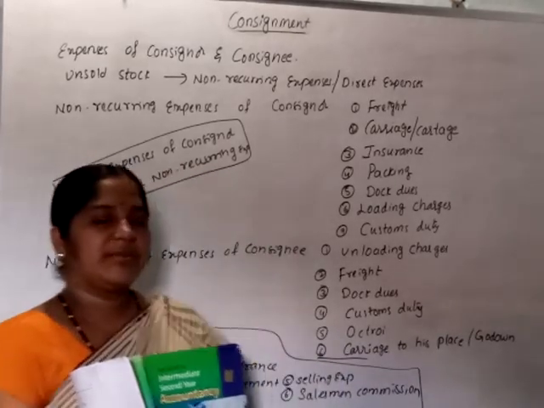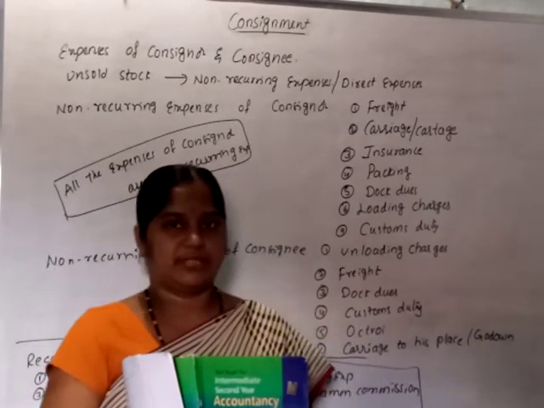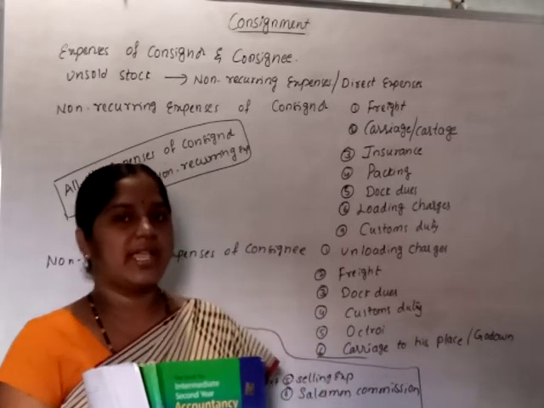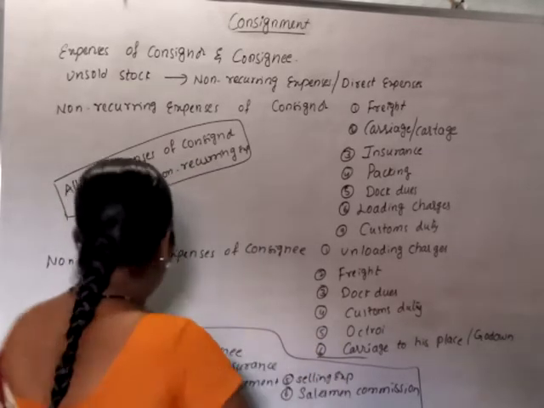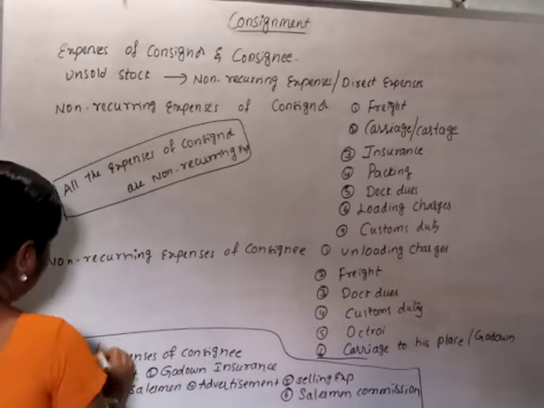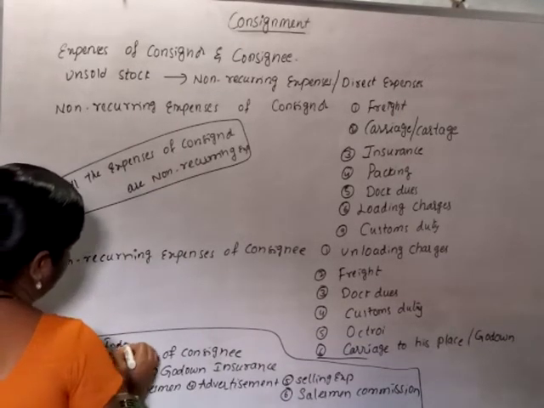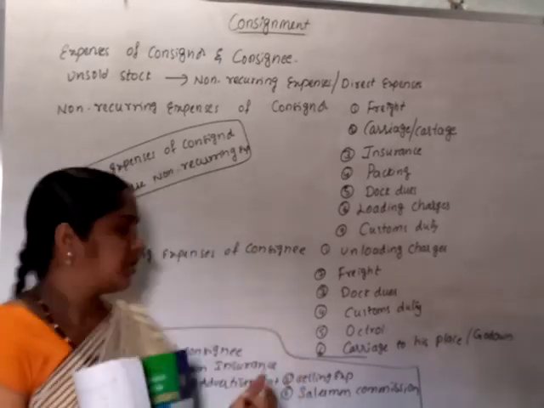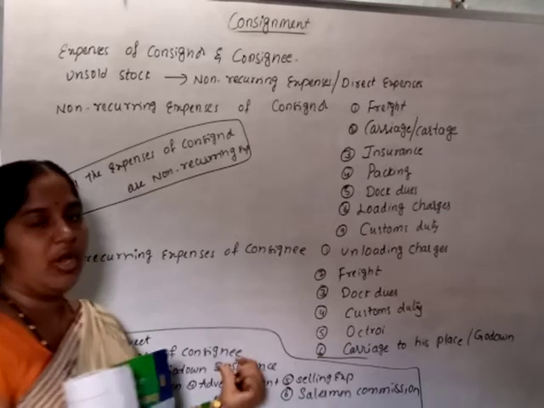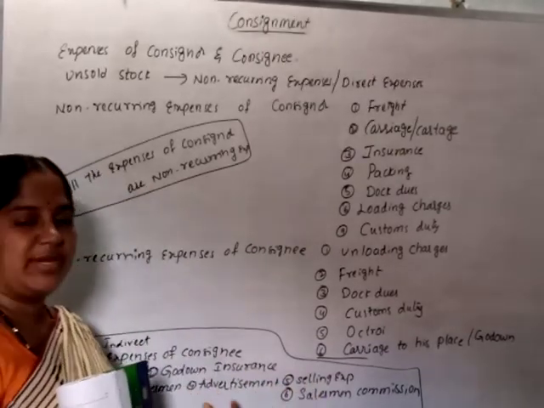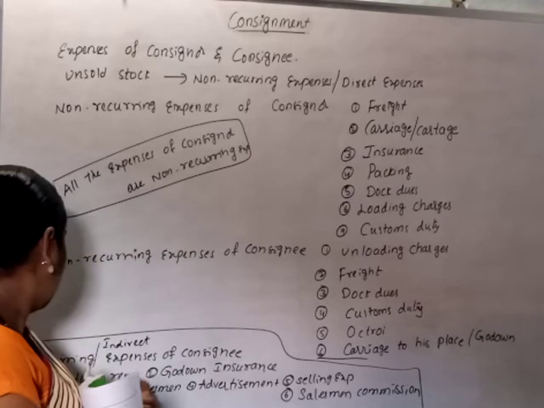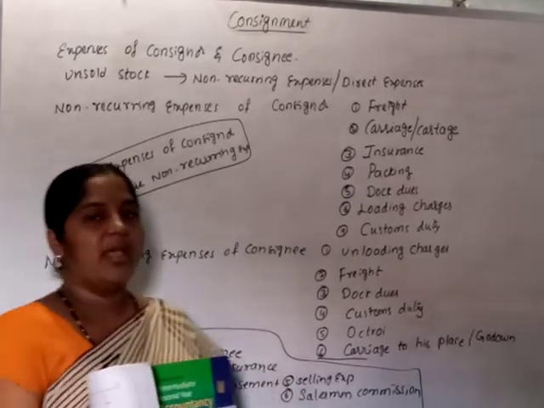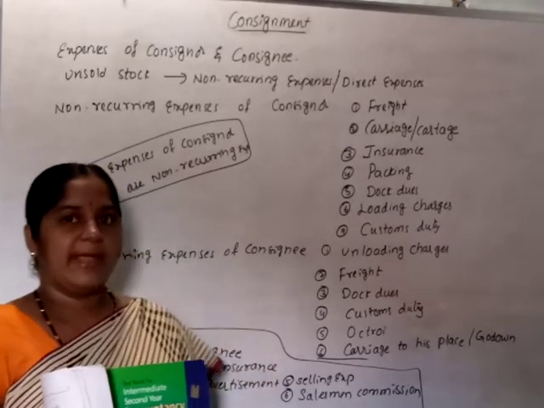So recurring expenditure means those expenditures are repeated in nature. Regularly we have to pay those types of expenditures. That's why it is called a recurring expenditure. Another name for recurring expenditure is indirect expenditure. So recurring expenditures are nothing but godown rent, godown insurance, salesman commission, selling expenditure, and salary to the salesman, because repeatedly we have to pay those expenditures.